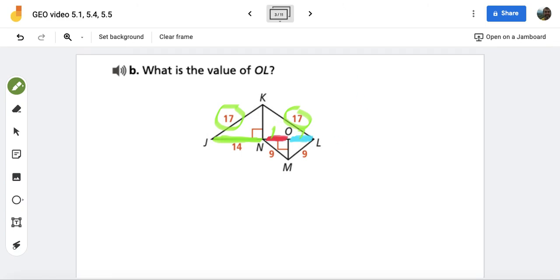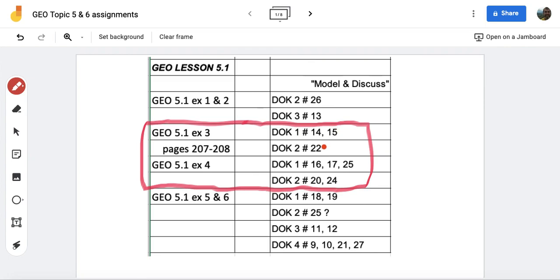Let's see what you could have for homework. 14, 15, 22, 16, 17, 25, 20, and 24. This is from pages 207 to 208.